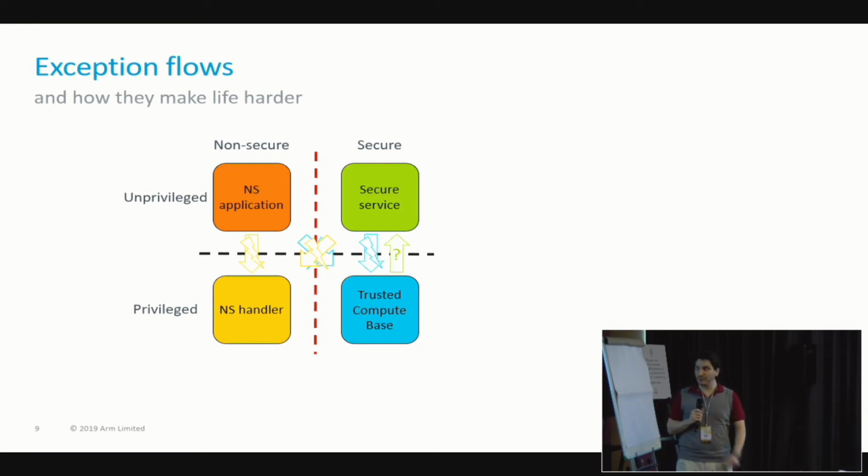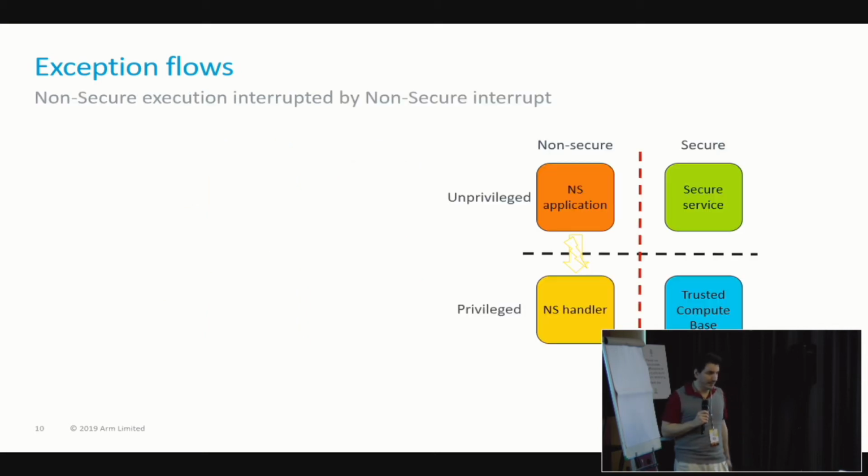And there are all sorts of transitions between these states as results of interrupts, and we have to look at all of the implications of those for our implementations. So first of all, let's look at the case when we have non-secure execution interrupted by a non-secure interrupt, and what that means for us. Actually, that's fine. We don't have to concern ourselves with that, since there are no secure implications.